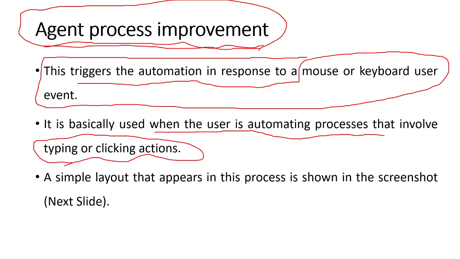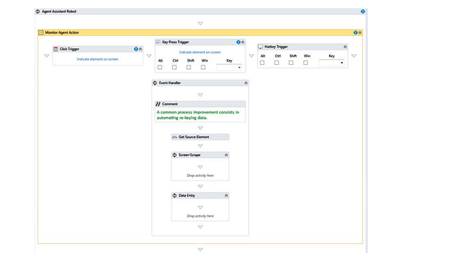Whenever you want to create a robot which will trigger when the user clicks on something, or when the user presses control W or control enter or shift enter, something like that, in that case you can go ahead with an agent process improvement layout, it seems. So I will give a simple example. See here, we already have learned about click trigger, key press trigger, and hotkey trigger. Then this is event handler.